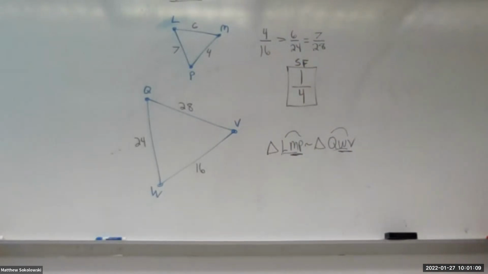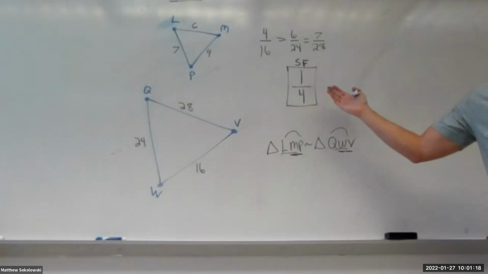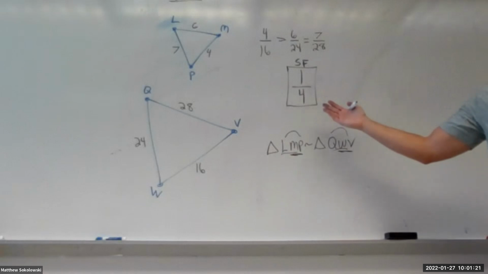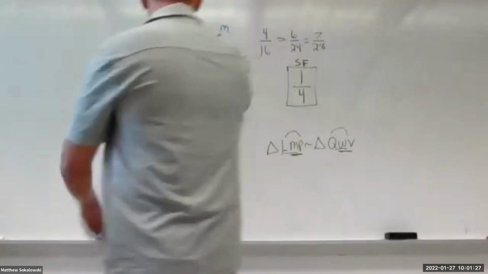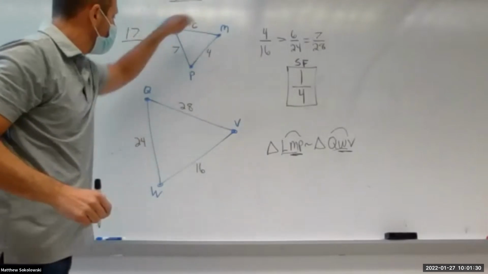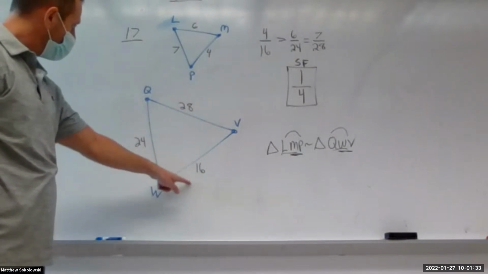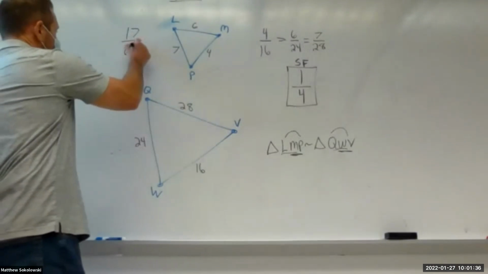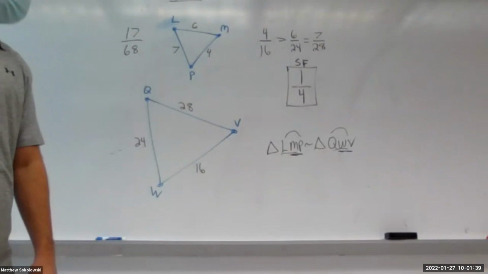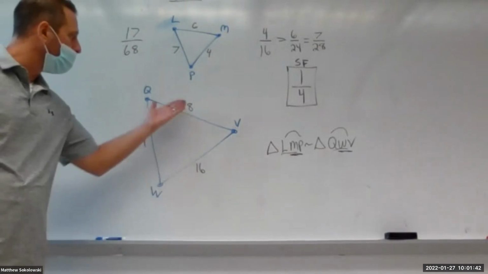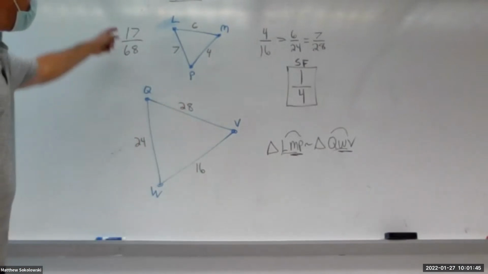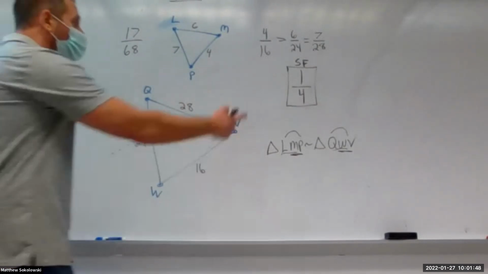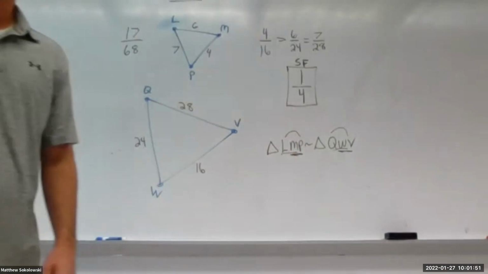So those are the similar triangles. This was the other thing we talked about when we talked about similar triangles. This is the scale factor. What's the ratio of the perimeters? It's the same thing. It's 1:4. Don't believe me? What's the perimeter here? 17. What's the perimeter here? 68. This 24 and 16 is 40. 40 and 28, 68. 17 over 68. 1:4. It's the same thing.